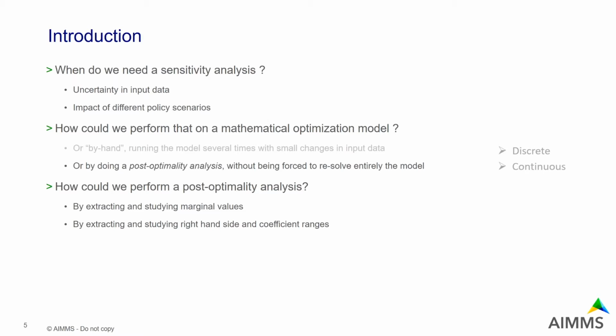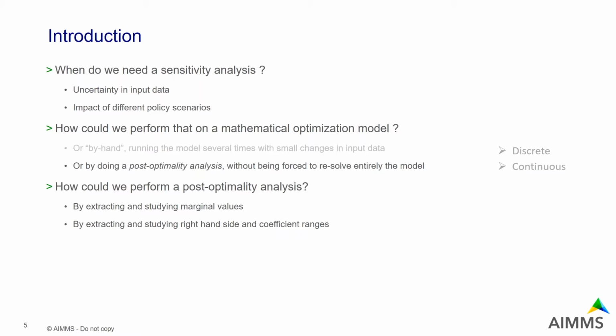So first, a little introduction on when do we need sensitivity analysis indeed. There are two main reasons why we do sensitivity analysis. The first main reason is uncertainty in input data, which means that you have a model and all your constraints are depending on coefficients for your variables and what we call the right-hand side of your constraints. And those values could be something that you measured before and that could be uncertain. So the sensitivity analysis tries to tackle those issues of uncertainty.